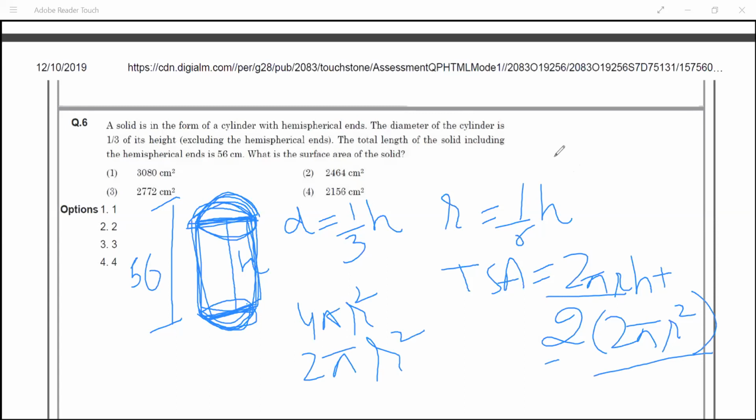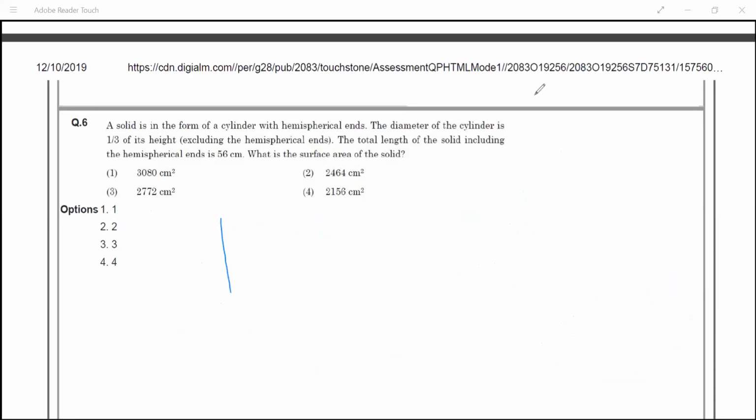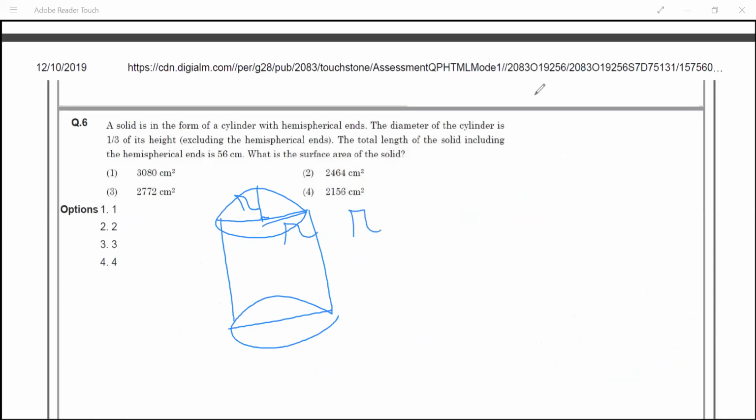Now we have to calculate this h. They have given us the total complete height, but we want this h to put it in here, and for r we should also know this h. So how can we calculate this h? If we are saying this is a cylinder, this is the centermost point and these are all radius. So its radius is 1/6 of h. And this is also the radius and this height is h.